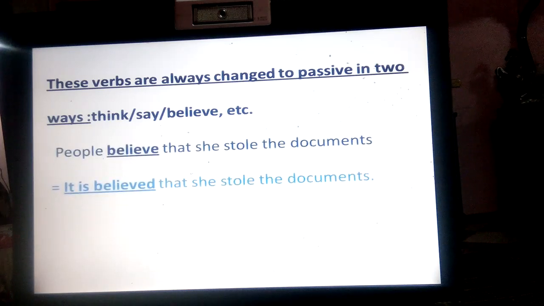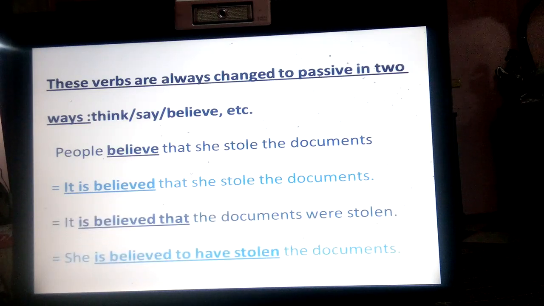Let's see more. People believe that she stole the documents. I can begin with it. So it is believed that she stole the documents, or it is believed that the documents were stolen. This is number 2. Or she is believed to have stolen the documents. So I have 3 methods. Number 1, I begin with it is believed that she, and number 2, I'll begin with it is believed that the documents, and the third one I'll begin with she is believed to have stolen the documents.